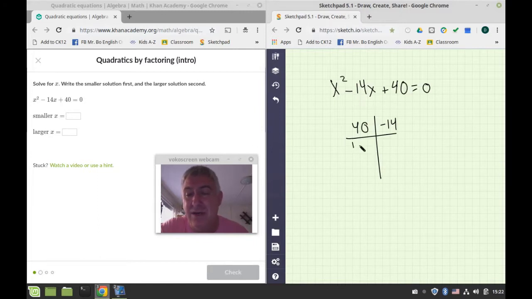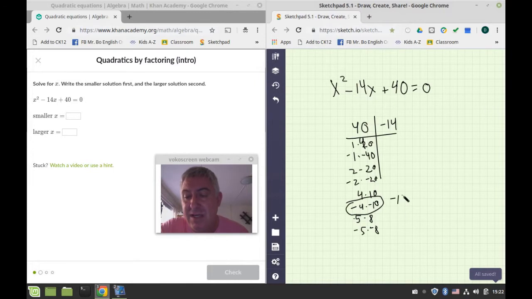So let's see, we've got 1 and 40 and negative 1 and negative 40, and 2 and 20 and negative 2 times negative 20, and we've got 4 times 10 and negative 4 times negative 10, and I've got 5 times 8 and negative 5 times negative 8, and only one of these is going to add up to negative 14, and that's this one here. Negative 4 plus negative 10 is negative 14. I could add the others up, but I won't do that.